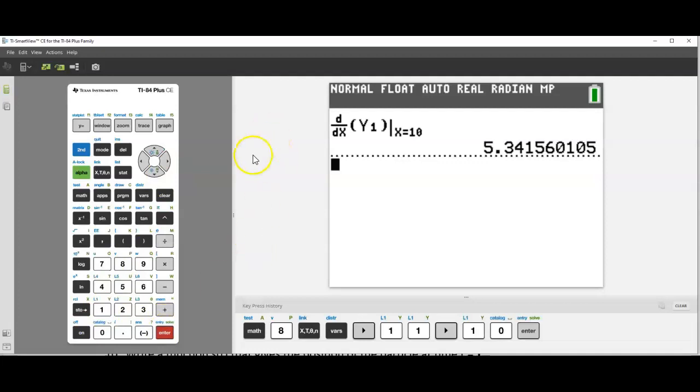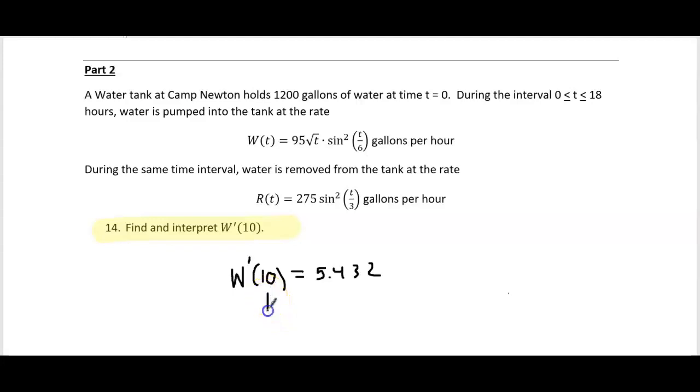And it's 5.342. So that part's not too bad, but now we got to interpret it, and that's where things get a little interesting. This is hours, of course. We've mentioned that already before in a previous problem. What is this, though? We know that W is gallons per hour. It's a rate. So what happens when you take the derivative of a rate? Well, that's kind of like taking the derivative of a derivative. And the derivative of a derivative is going to be gallons per hour squared. Every time you take a derivative, you get an extra time factor on the bottom.